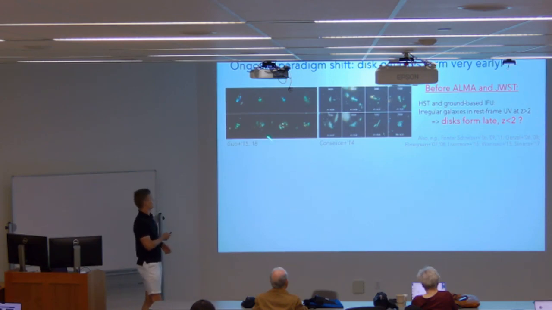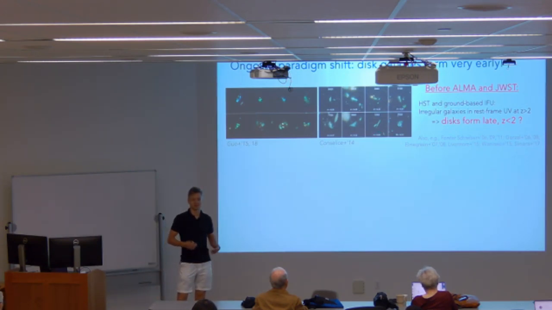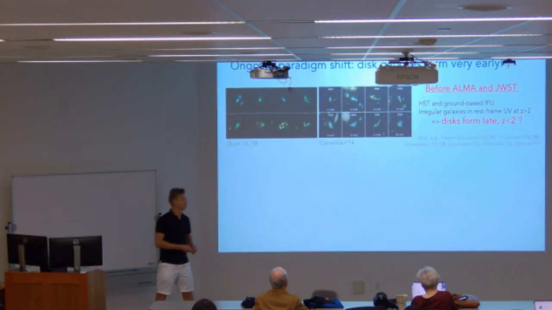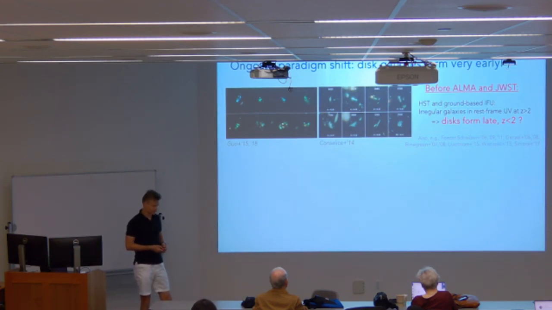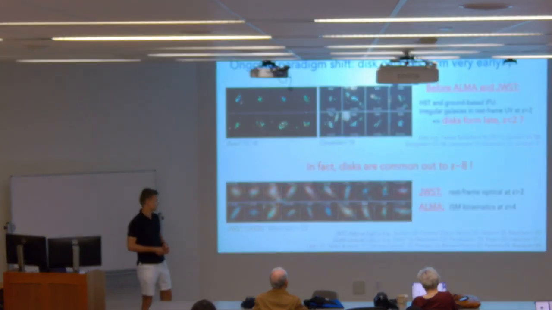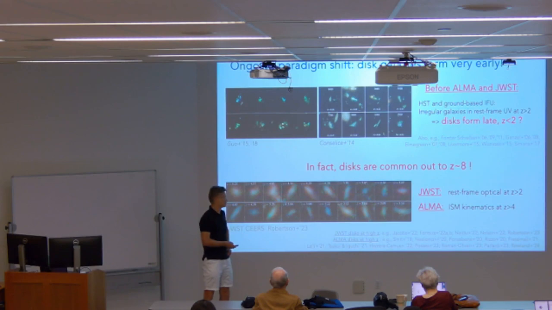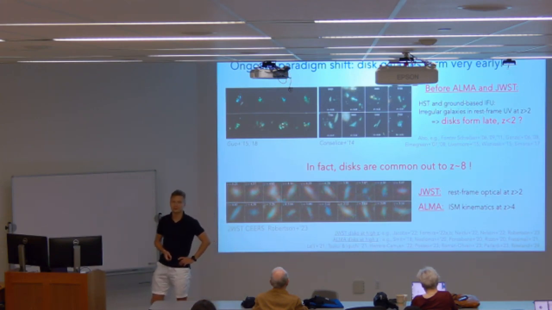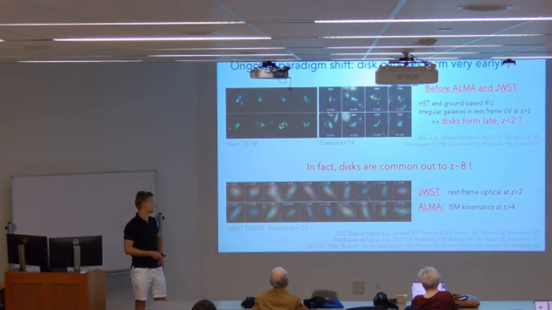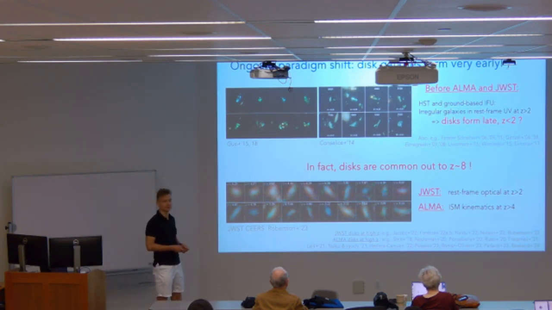However, this is the rest-frame UV, so it's very biased towards actually star-forming environments. And now with JWST and ALMA, we have access to rest-frame optical and ISM kinematics in cooling lines at these high redshifts, and it became clear very quickly that disks are, in fact, not only common, they prevail out to very high redshifts. So these galaxies can form very early in the universe.